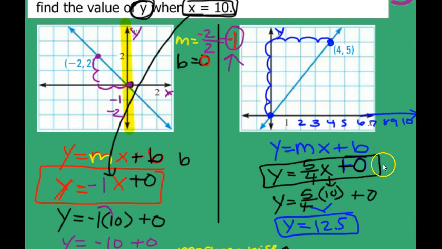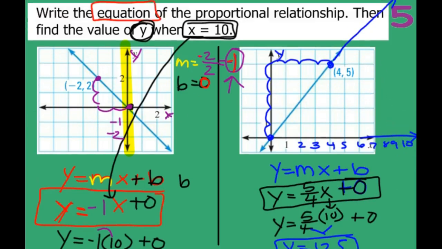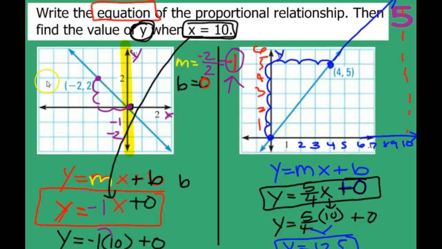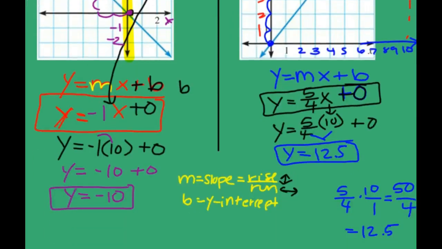If I was to go over to 10 and follow it up to this blue line, I would have to go straight up at 10. On my y-axis, I would be at 12.5. I would be at 1, 2, 3, 4, 5, 6. I would be crossing that point way up there at 10, would cross over here at 12.5. That's what that means. So we're predicting outside of the data that we have.